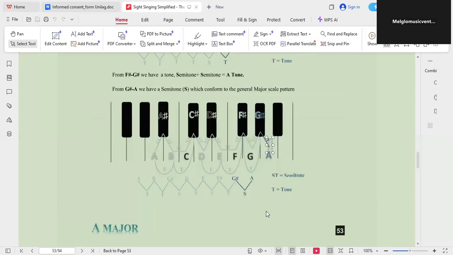And so this is where we're going to be calling it a day today. So we have from A to A: tone, tone, semitone, tone, tone, tone, semitone. Remember, we've altered some notes with sharps to correspond to our major scale pattern. And so this is why we have 3 sharps on the A major scale: on C, on F, and on G.